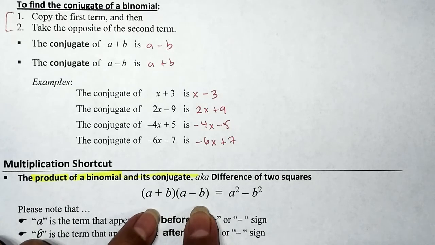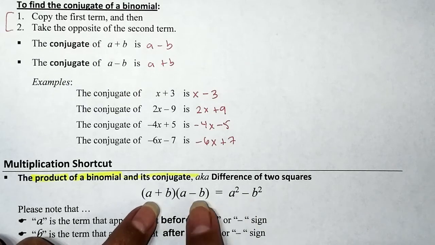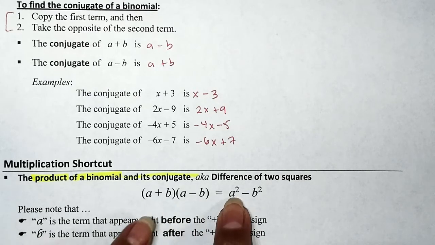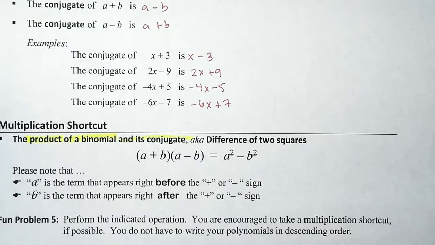This multiplication shortcut is also known as a difference of squares. Why? Well, the reason is that the product of a binomial and its conjugate always simplifies to a difference of squares. So if this is your question, then that's your answer. You can label it however you like. So that's it.